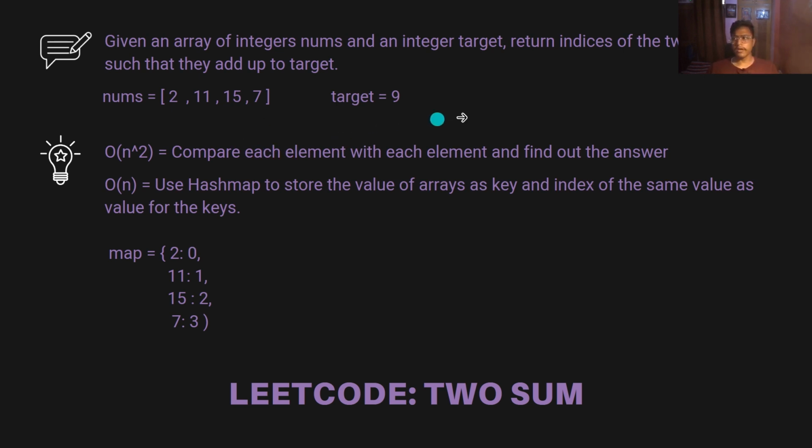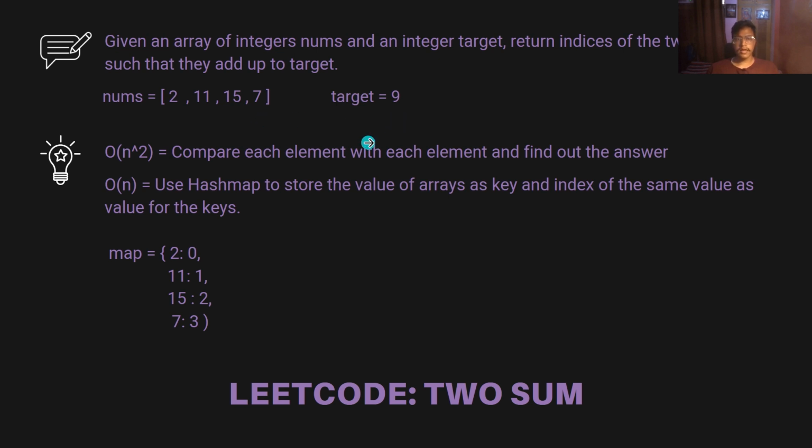It's actually quite easy. You just have to find the two elements in the array that add up to the target number and return the indices of those elements. For example, 2 and 7 add up to 9, so you have to return 0 comma 3. So 0 is the index of 2, and 3 is the index of 7.